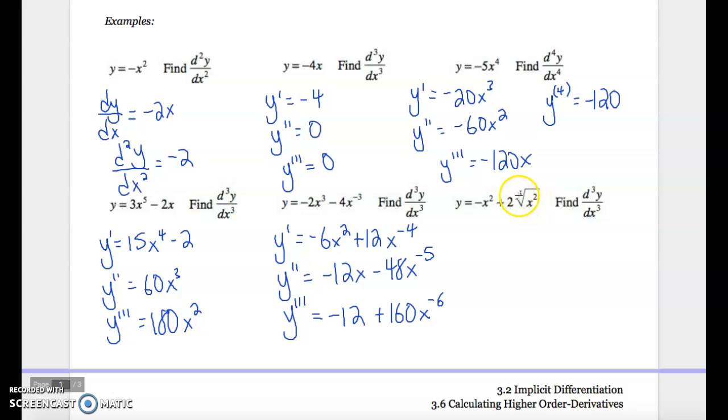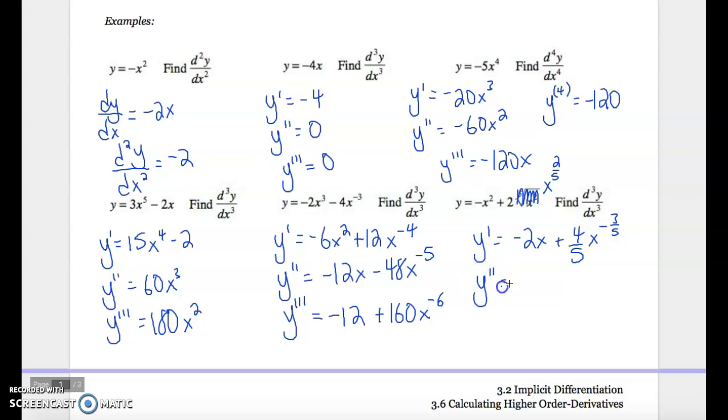It might be helpful to rewrite this piece first. This is really x to the 2/5, right? So when I do y prime, I'll get negative 2x plus 4/5 x to the negative, let's see, 2/5 minus 5/5 would be negative 3/5.